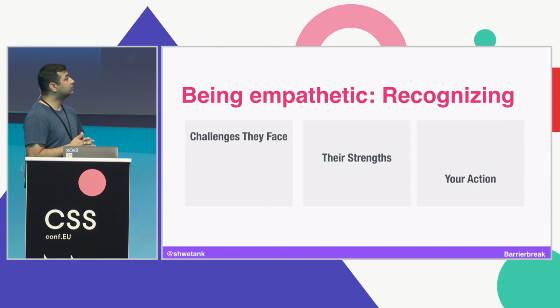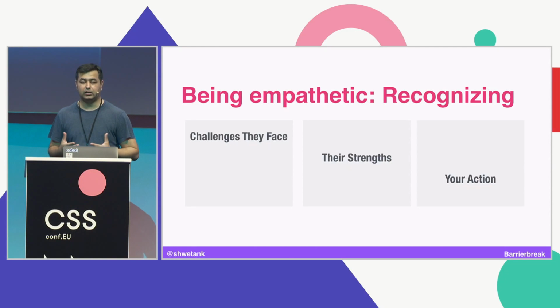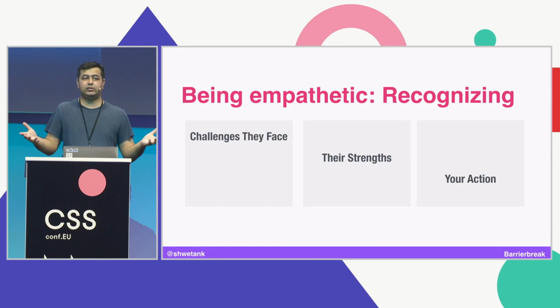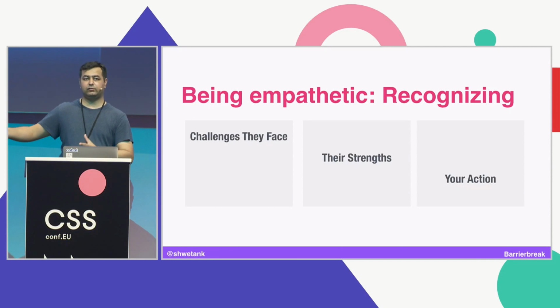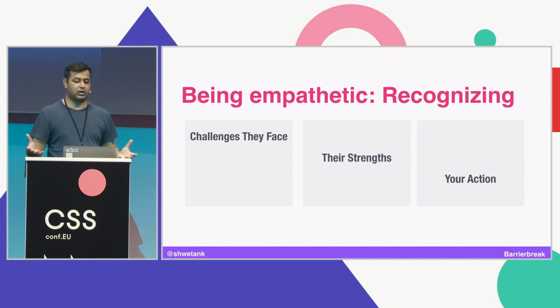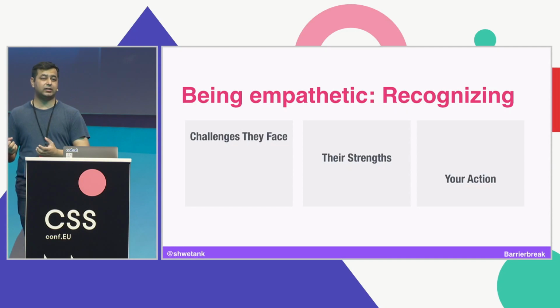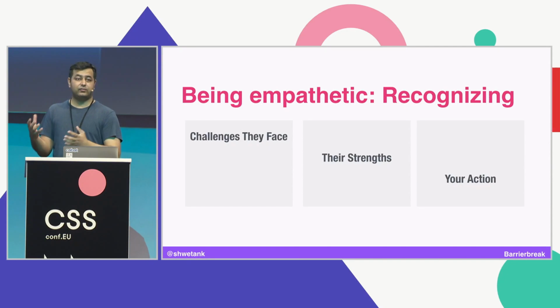So being empathetic, according to me, is recognizing a few things. It's multi-layered. You need to recognize the challenges that people face, and it could be something as simple as just believing someone when they say they have a problem. And it doesn't even apply just to people with disabilities, but to every kind of marginalized group. Just listen and believe them when they say they have a problem. The second thing is recognizing the strengths and the potential that people have. So if a person really wants to do something, have faith in them.